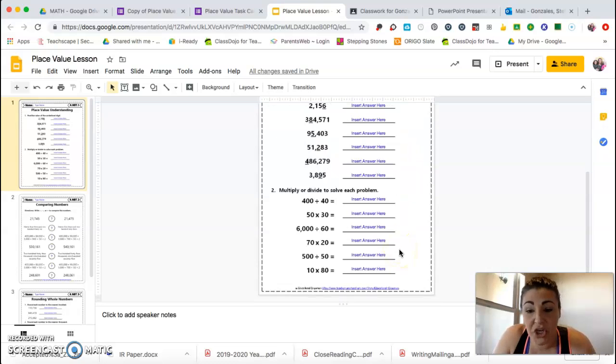All right, number 2, multiply or divide to solve each problem. There, we worked this year on multiplication and division in ones, tens, hundreds. So you guys are going to use some of those skills that your teachers have taught you to multiply and divide these numbers.